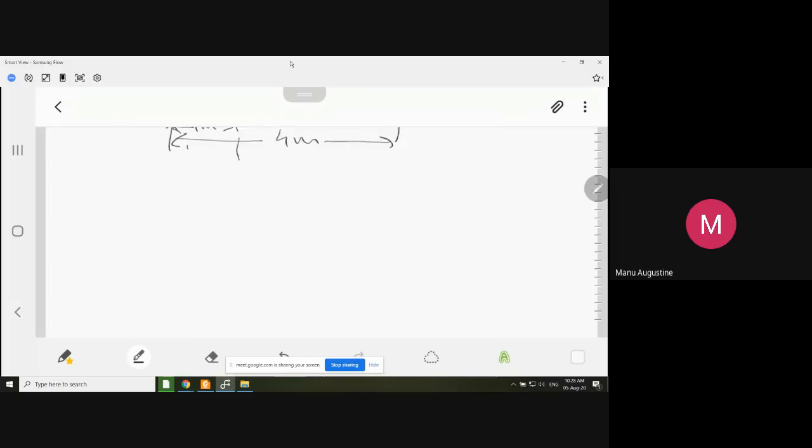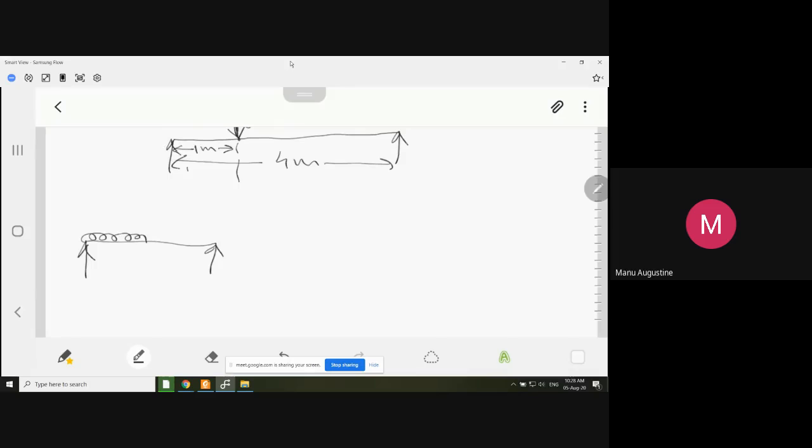So I will draw once again the simplified diagram. This was the problem. Converted into a point load, this became a single 6 newton load. Did you understand this? This is how you convert a distributed load into a point load. Anybody please confirm that this concept is absolutely clear to you? Yes, sir.